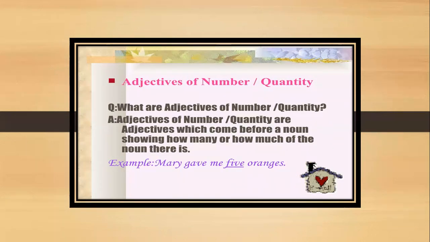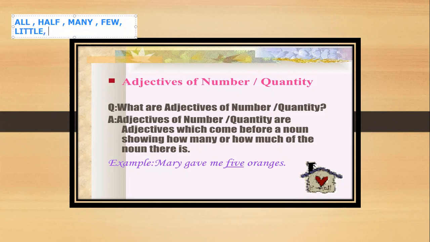Now, let me tell you the words which can come in the adjective of quantity. I'm writing. You can make a note of it. Okay. So let me write one by one. It can be all, I'm writing by using commas. Okay. Half, many, few, and little. And next is no, enough. Okay, these are a few adjectives which can come in the place of quantity.